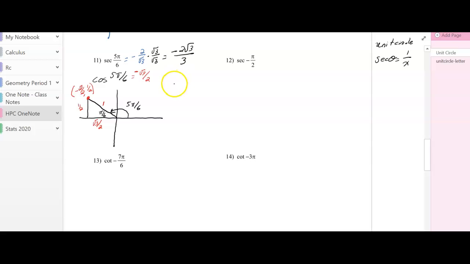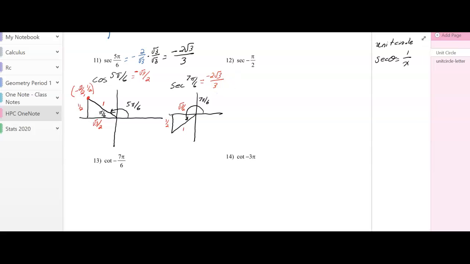If it said, for instance, the secant of 7 pi over 6, the secant of 7 pi over 6 is the same picture, but reflected. So hopefully you realize the symmetry here. The secant of 7 pi over 6 is still the x-coordinate, so this is going to be the same answer. So -2 root 3 over 3.